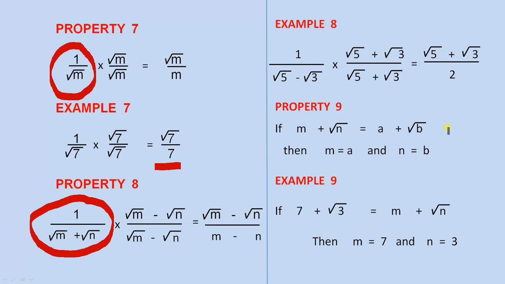And the last property: m plus the square root of n equals a plus the square root of b. So if you have that case, then m equals a and n equals b. And the example: if 7 plus the square root of 3 equals m plus the square root of n, then m equals 7 and n equals 3.